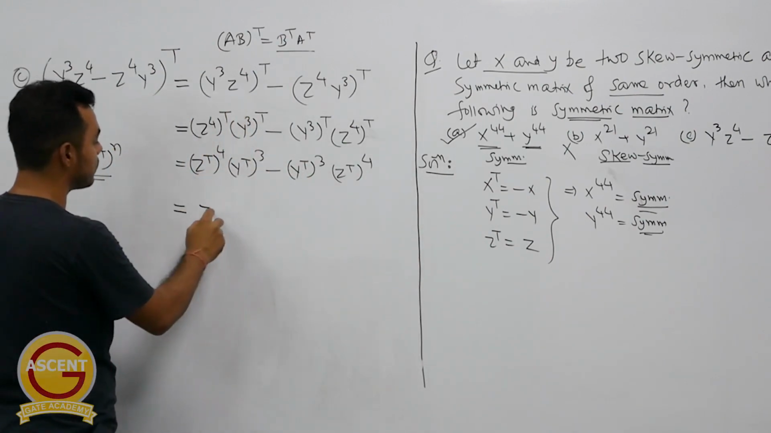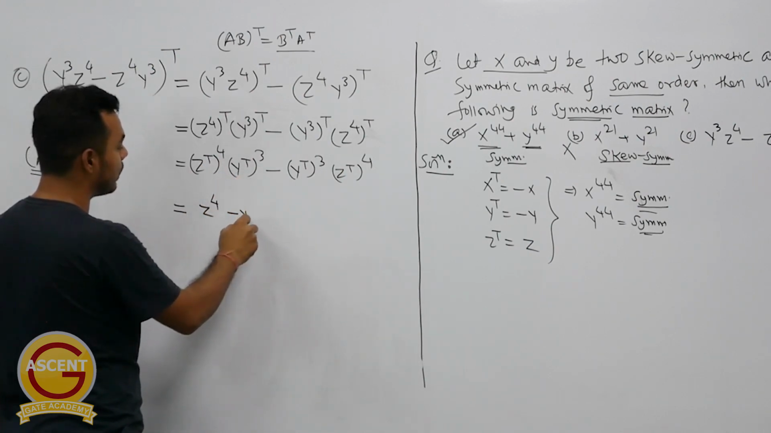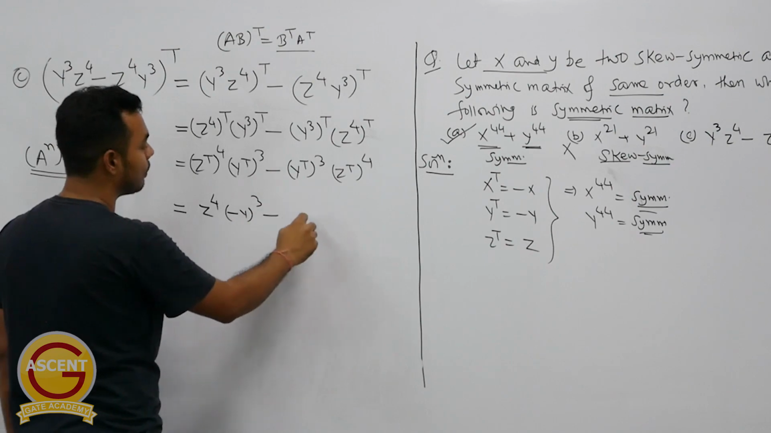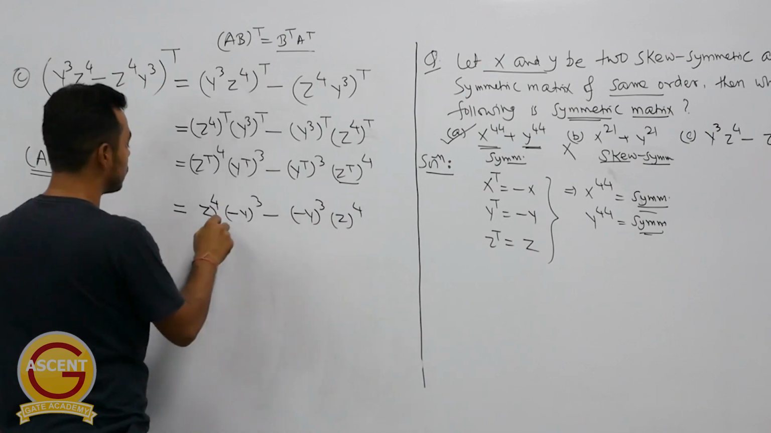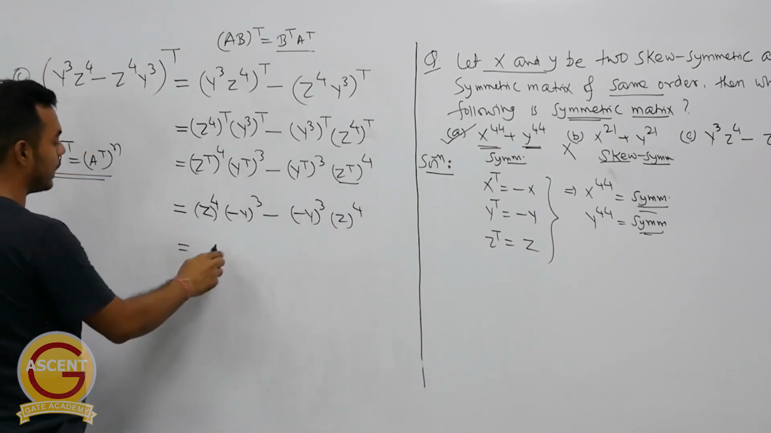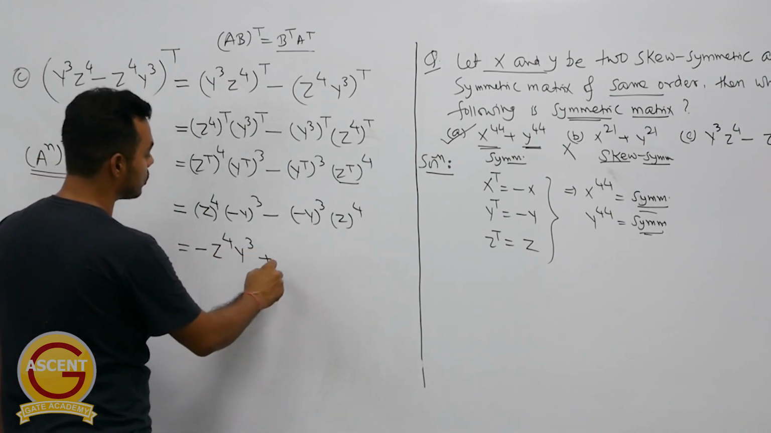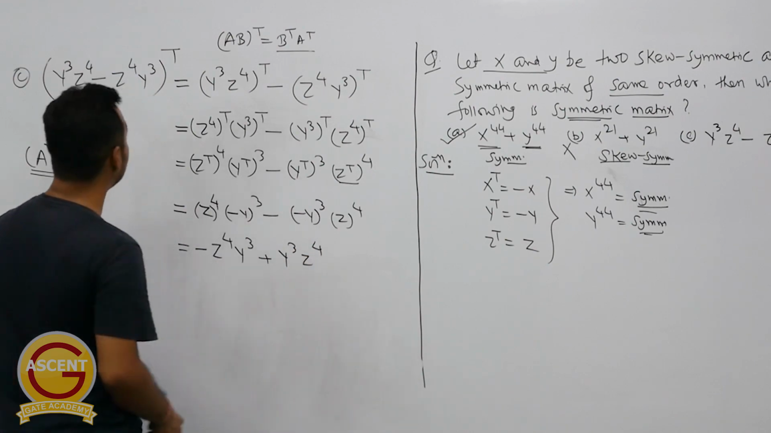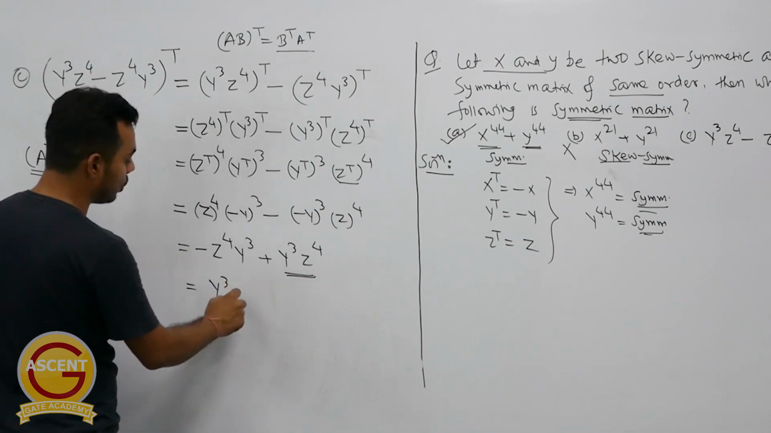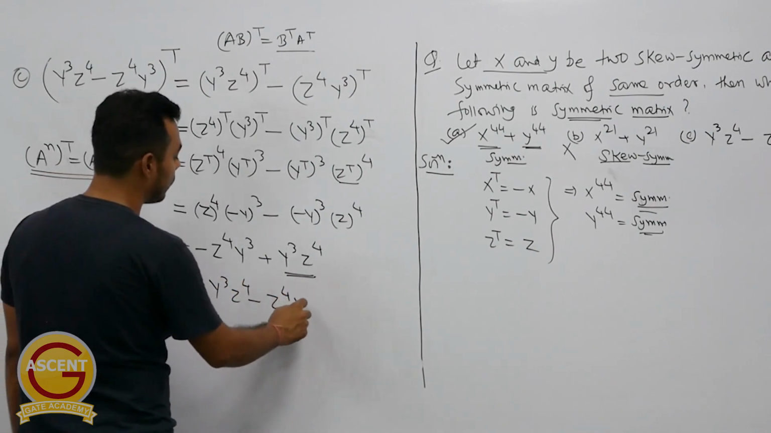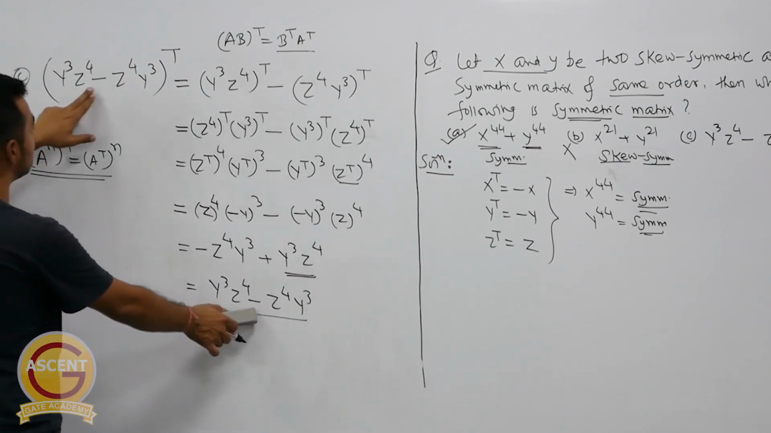So in place of z transpose, I will get z to the power 4. In place of y transpose, I will get (minus y) cube, minus, in place of y transpose, again I will get minus y. In place of z transpose, I will get z. So now minus y cube, I can take this minus sign outside, so I'll get z to the power 4 y cube, minus minus plus, so y cube z to the power 4. Now if I rearrange this and write this as the first term, I'll get y cube z4 minus z4 y cube.